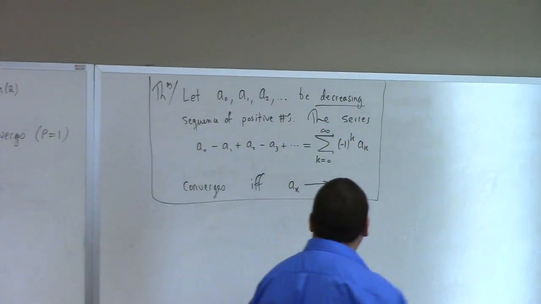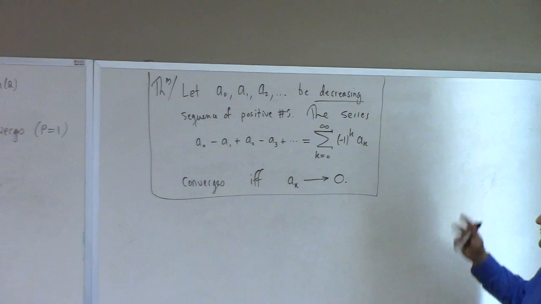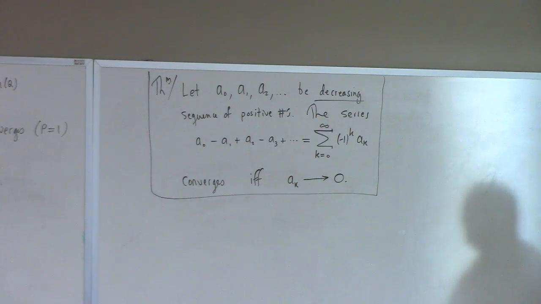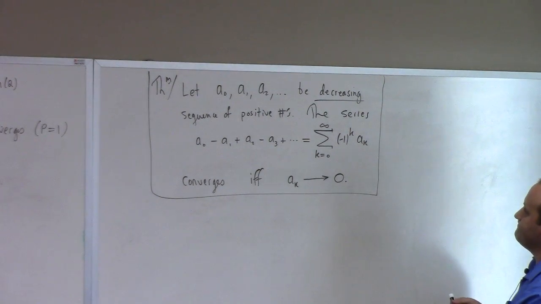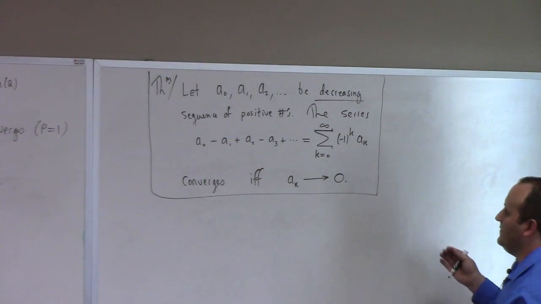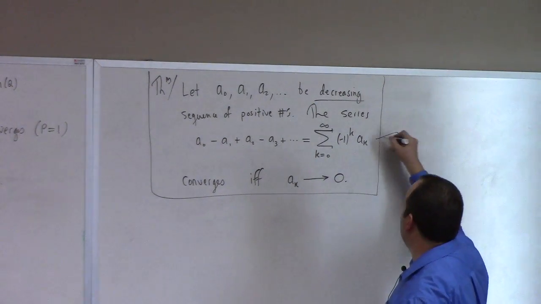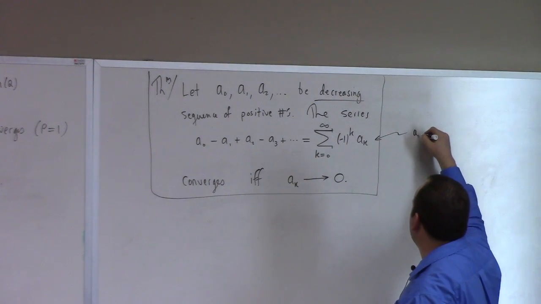All right. Sorry, I'll stop distracting myself. This is the major theorem for today, and also a definition. If a series has the form, if you can write a series in this form, like here, this is called an alternating series.